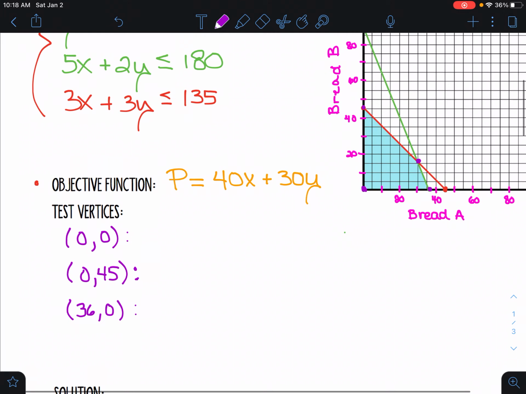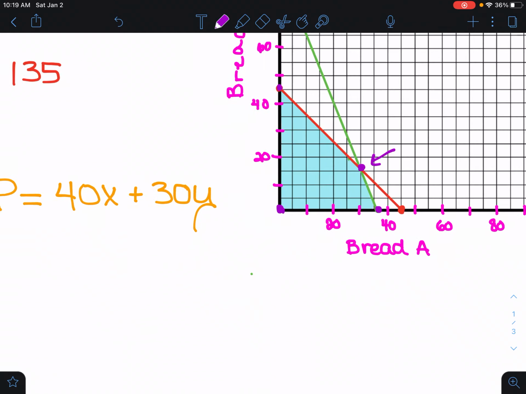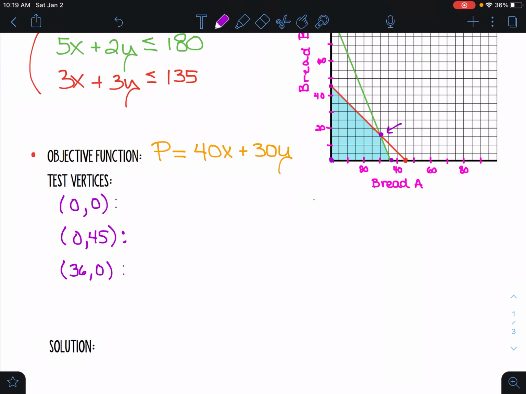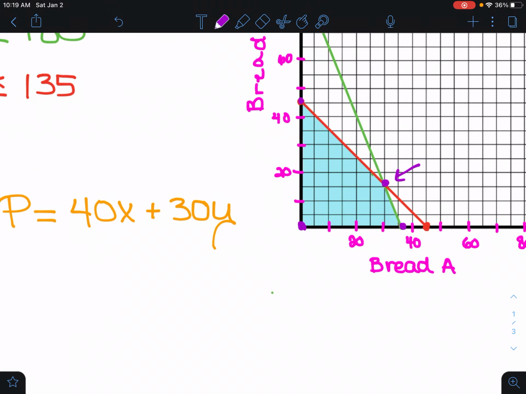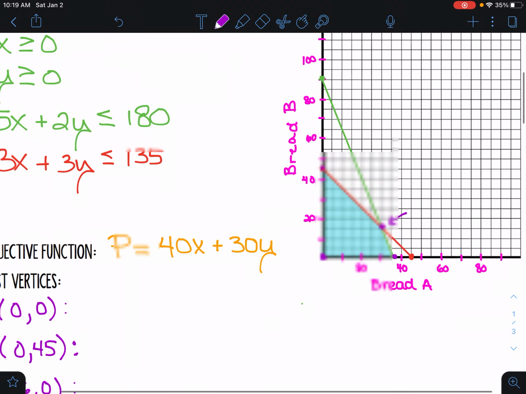And then this point right here, that's 30, 15 maybe. So now you'll notice my graph is a tad off, and I'm not 100% sure that that's 30, 15.